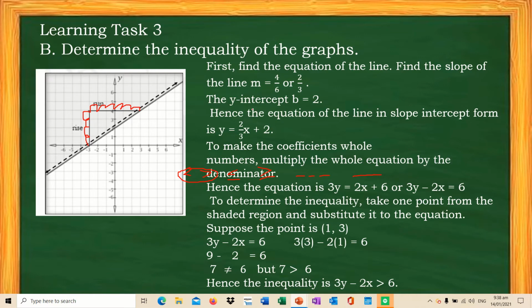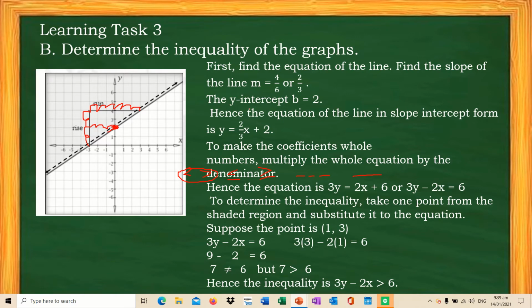Okay, then next step, find the y-intercept. So, pwede din, para makuha nyo ng mas madali, pwede din ito yung bilangan nyo ng rise over run. Galing dito. 1, 2, then 1, 2, 3. So, that is 2 over 3 also. Okay. So, ang ating y-intercept dyan, this point, so that is 2.